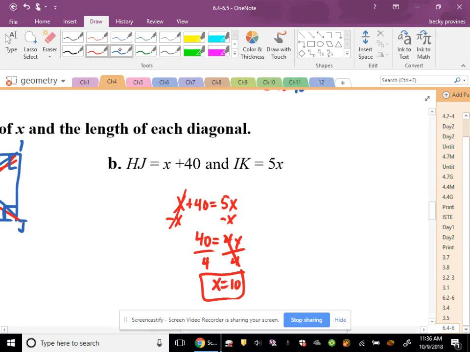So when I plug this back in, again, our diagonals should be equal. So 10 plus 40 is 50, and this was HJ. When I do IK, 5 times 10 is 50, and they are the same.